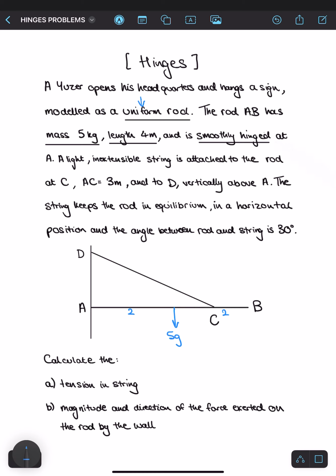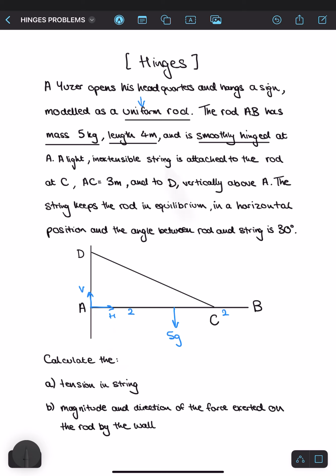The thing about this reaction at the hinge is that it may act at an angle that we don't know. So to represent this, we'll draw its horizontal and vertical components, which I'll label H and V. If I solve for V and H and find that they're negative, then they're just in the opposite direction to my drawing, or if they're zero, there's no component in that direction.